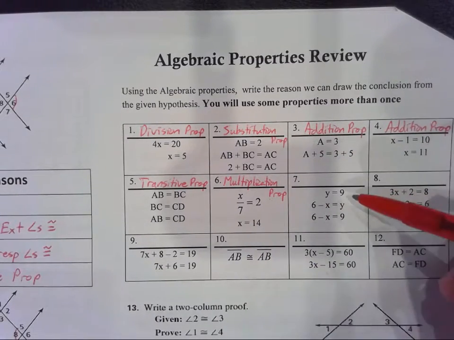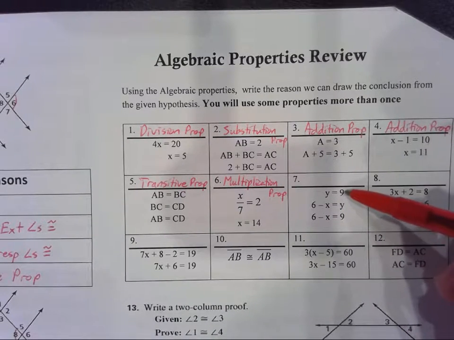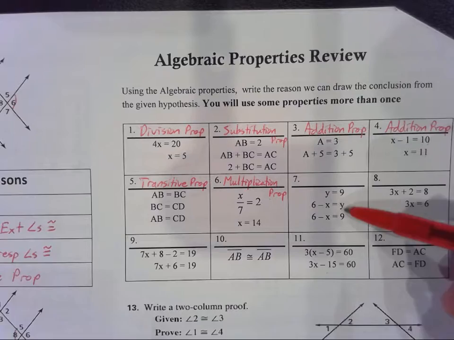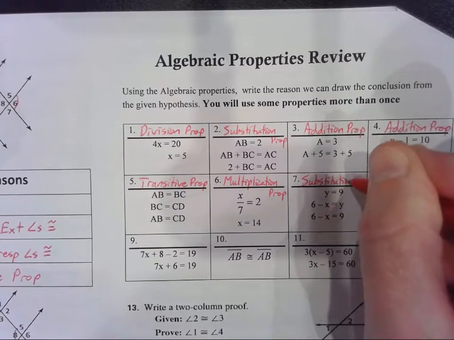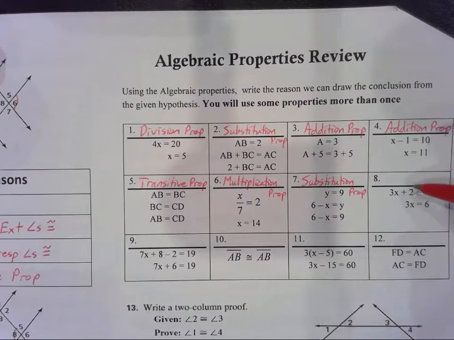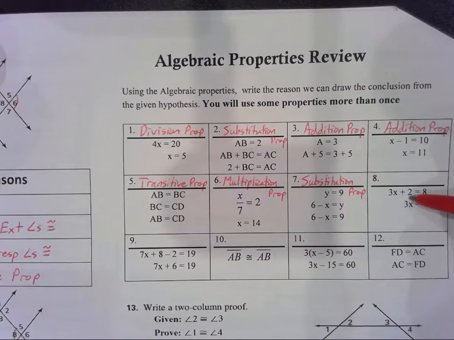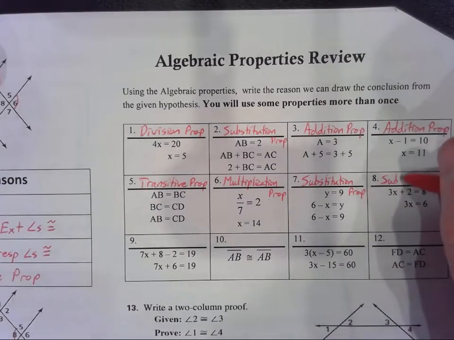Number 7, y equals 9, and 6 minus x equals y. So if I substitute 9 in place of y, replace the y with 9, the rest of the equation hasn't changed, so I must be using the substitution property. Number 8, 3x plus 2 equals 8. And so the 3x stays there, but I got rid of the plus 2, so I must be subtracting 2, and 8 minus 2 is 6. So this is the subtraction property.